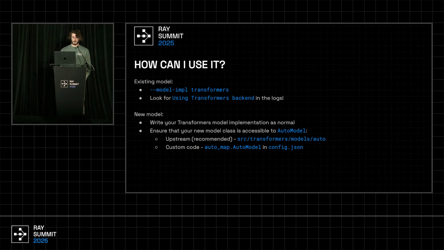So if you're upstreaming your model, which is recommended, because if you do that, then the Transformers team will be able to make sure that it is updated and optimized and bug fixed as Transformers develops. And so if you are upstreaming, you'll want to make sure that it's added to the helper functions in the auto directory. And if you are using a custom code model, you'll want to make sure that your base model, which is the model without the language modeling head, and the config class are both added to the config.json in the auto map field.